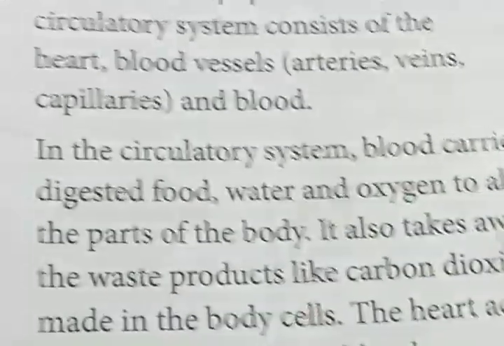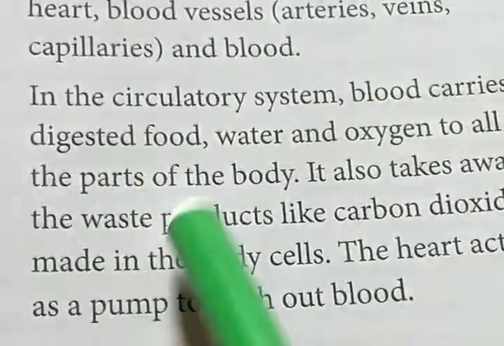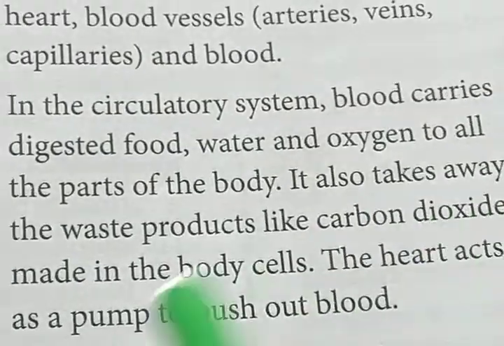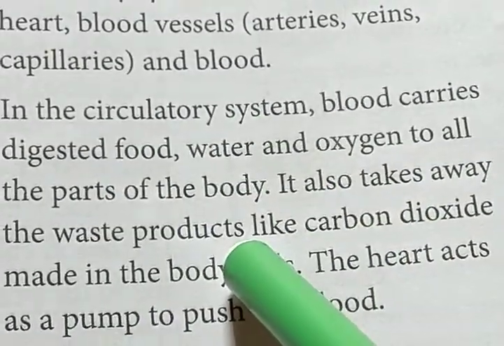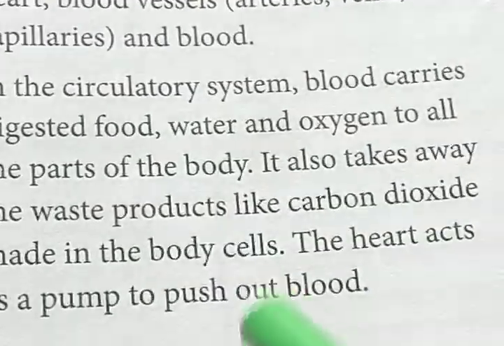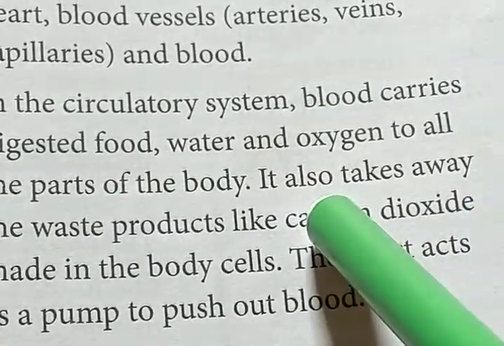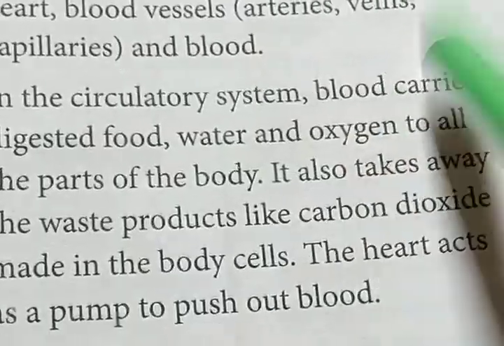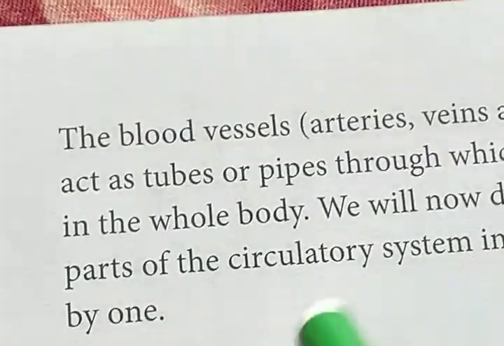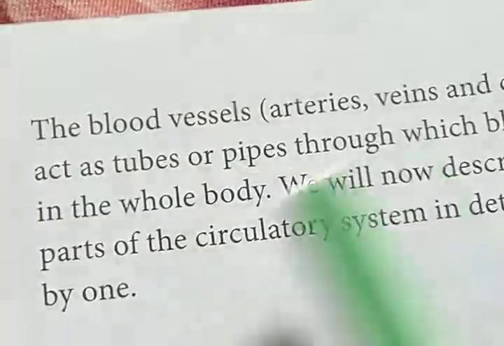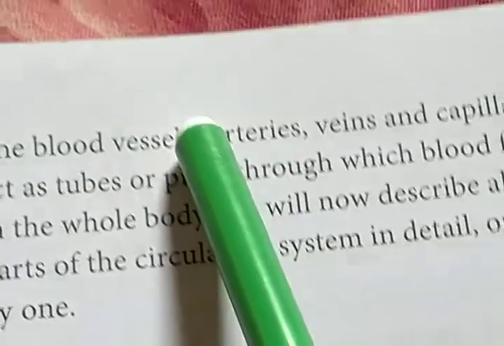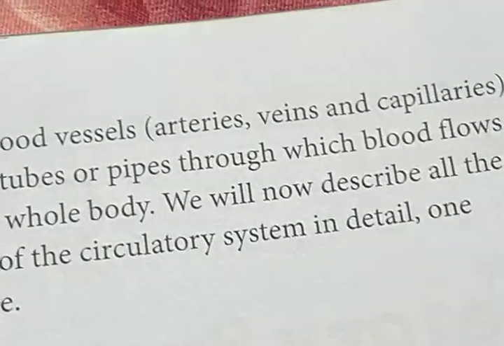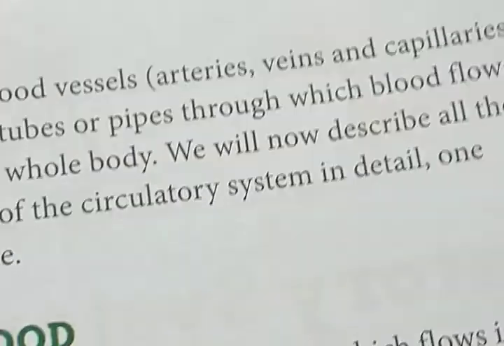In the circulatory system, blood carries digested food, water, and oxygen to all parts of the body. It also takes away waste products like carbon dioxide made in the cells. The heart acts as a pump to push out blood. So in the circulatory system, the main functioning activity is performed by the heart, because the heart pumps out the blood to all the body parts, and blood capillaries help the blood to circulate into the body. The blood vessels, arteries, veins, and capillaries, act as tubes or pipes through which blood flows in the whole body. We will now describe the parts of the circulatory system in detail one by one. Blood vessels form a tube or pipe-like structure by which blood carries the oxygen, food, and different types of nutrients as well as the harmful products.